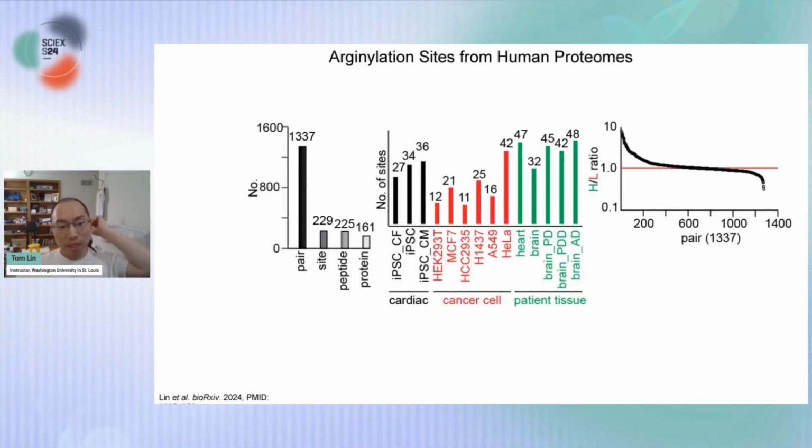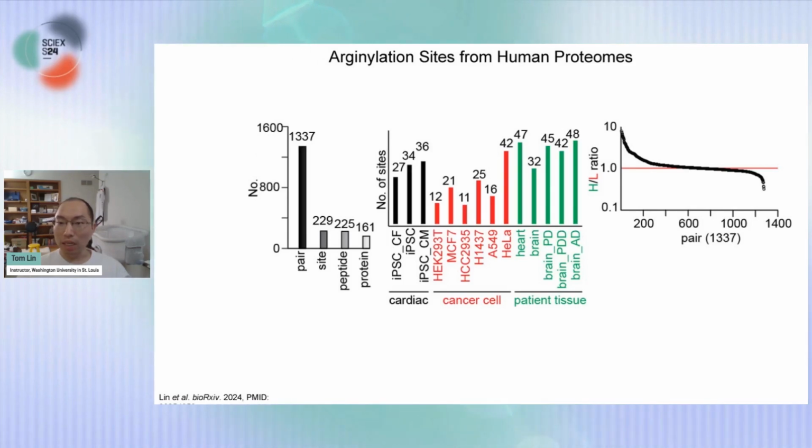We have been able to discover over 200 arginylation sites from 1,337 pairs of paired peptides. These arginylation sites were discovered from 14 samples, including the iPSC cardiofibroblast, iPSC cells and the cardiomyocyte cells. We also applied the same platform to HEK293T and other 5 cancer cell lines.